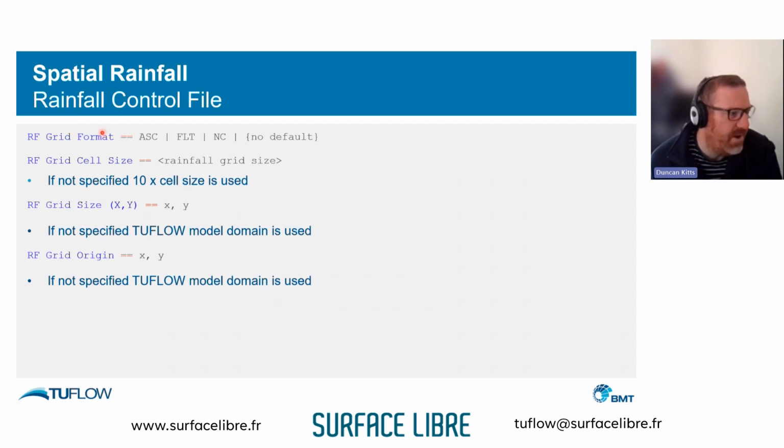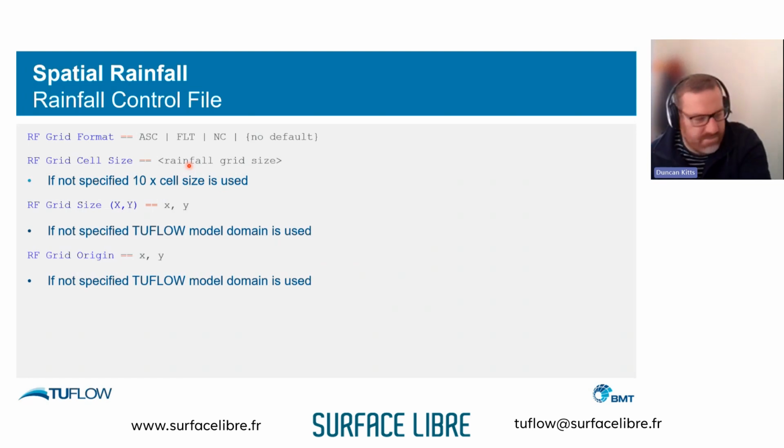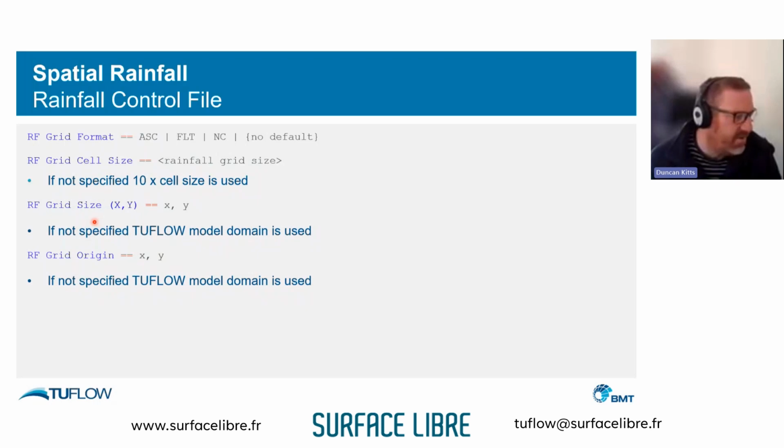So we specify what format we want to create the rainfall grids in: ASCII, float, NetCDF, or geotiffs now. We specify a rainfall grid cell size. This is optional. If we don't specify that, then the rainfall grid cell size that's used is 10 times the hydraulic cell size. And then we can specify a different grid size for our rainfall grid and a different origin to that grid as well.